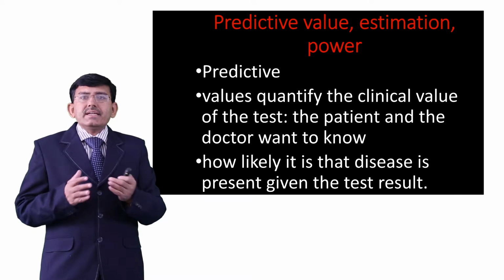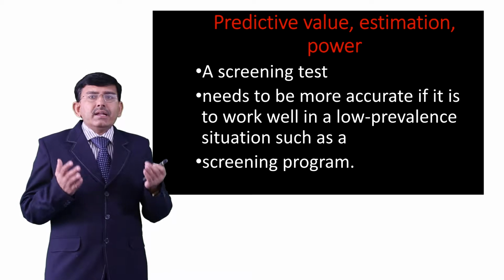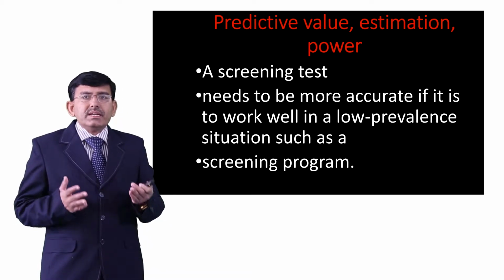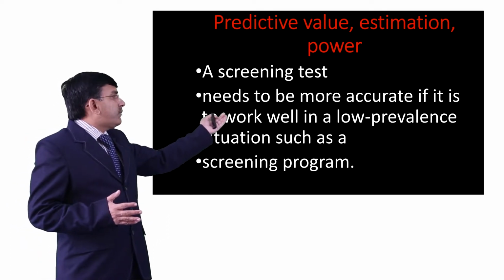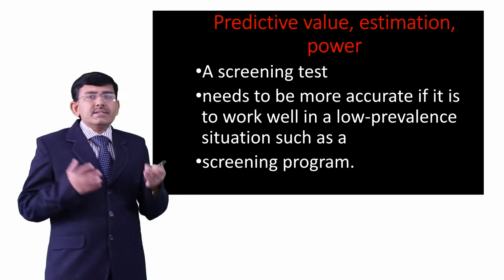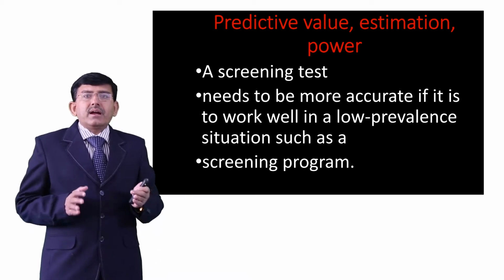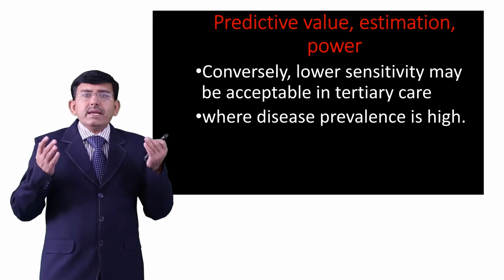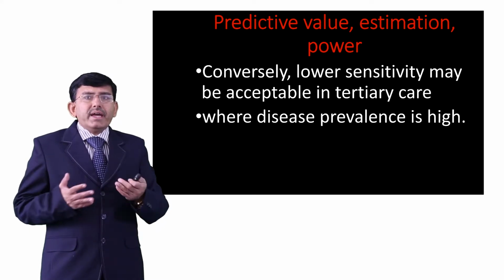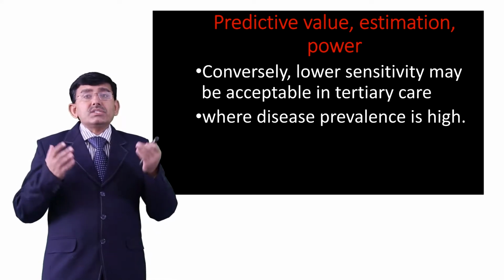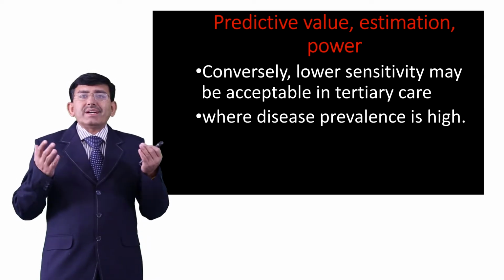A screening test needs to be more accurate if it is to work well in a low prevalence situation, such as a screening program which we carry out for the masses. And in such cases, we have to go with some pre-plan. Conversely, lower sensitivity may be acceptable in a tertiary care setting where disease prevalence is very high. And this situation we need to consider.